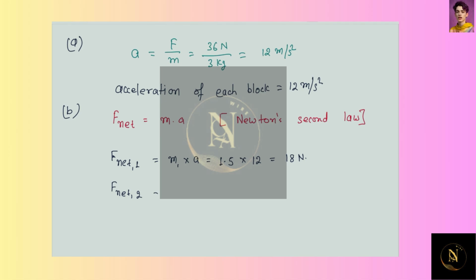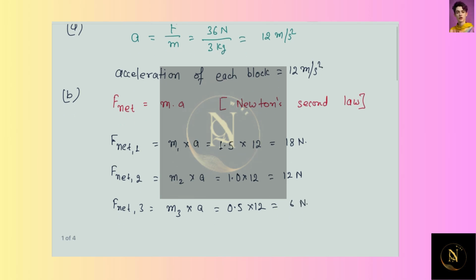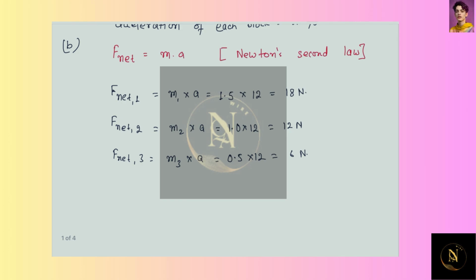Net force acting on the second block will be m2 into a, and m2 is 1, so 1 into 12, which will be 12 Newton. Net force acting on the third block will be m3 multiplied by a, and m3 is 0.5 kg. So 0.5 multiplied by 12 will give 6 Newton. These are the three net forces acting on each block.